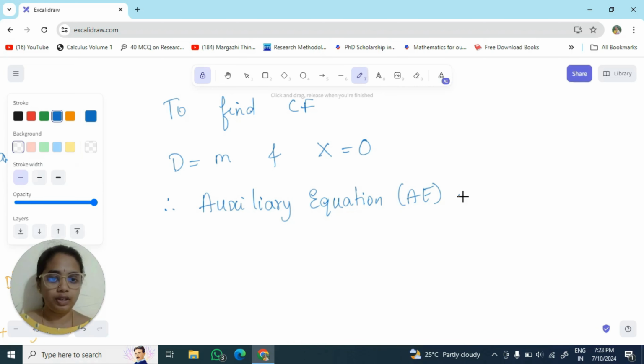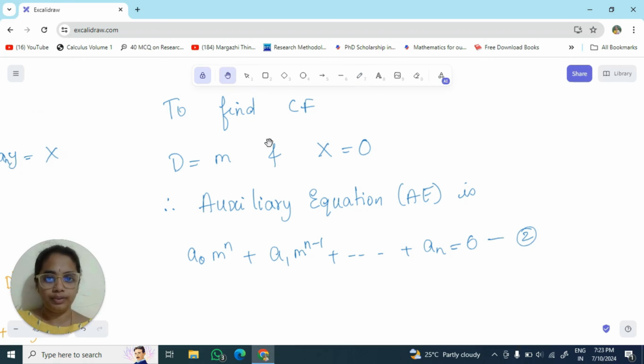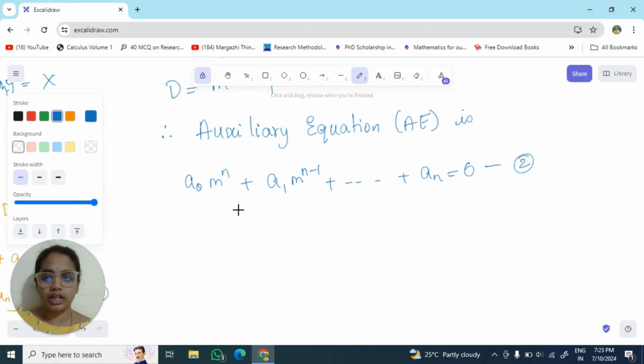Right, the auxiliary equation would be A naught m to the power n plus A1 m to the power n minus 1 plus so on up to An is equal to 0. Let me name this as equation 2. Now to solve this equation 2, this just comes down to our normal equations, right? We would get linear equation, quadratic equation, cubic equation and so on.